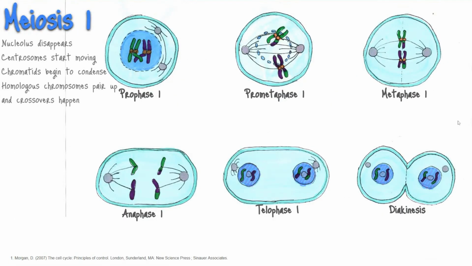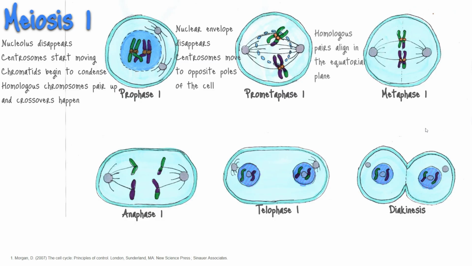In prophase 1, the nucleolus disappears, centrosomes move, chromatids condense, homologous pairs pair up, and crossing over occurs. In prometaphase 1, the nuclear envelope disappears and centrosomes move to opposite poles of the cell. In metaphase 1, the homologous pairs align in the equatorial plane. Homolog pairs become bioriented on the first meiotic spindle.